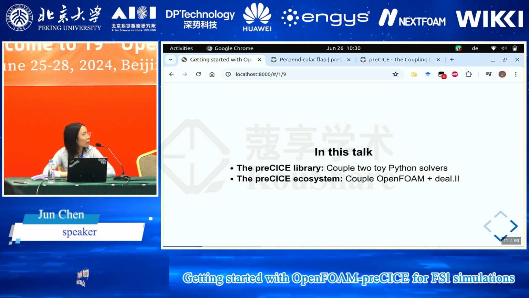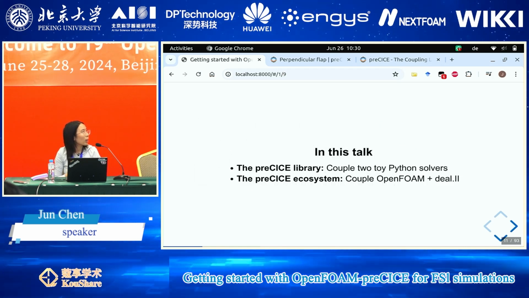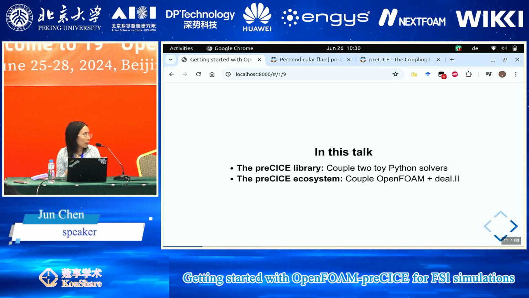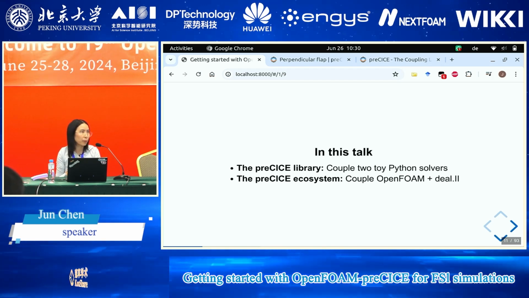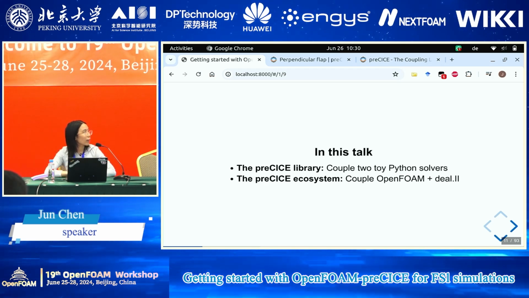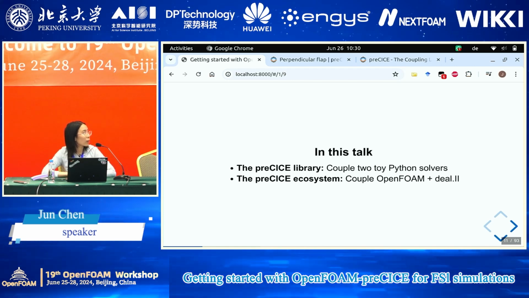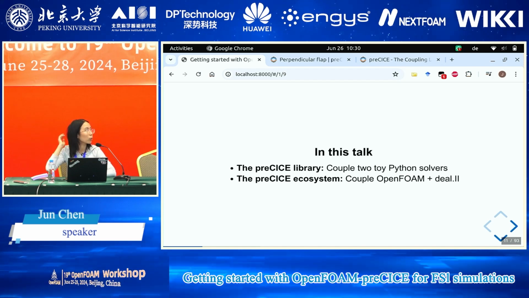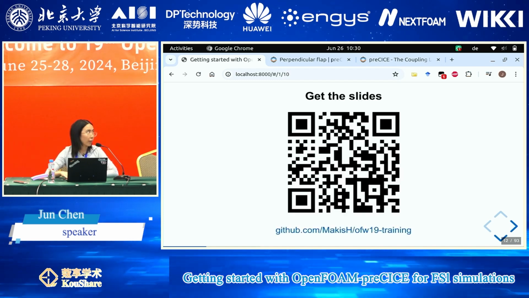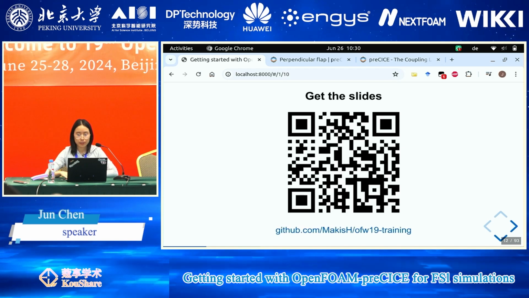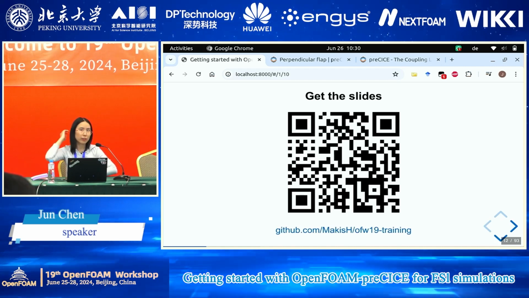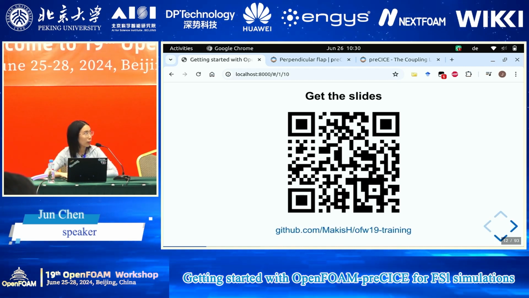So in this talk, I will first start with an example of coupling two toy Python solvers to show how to use the API calls provided by preCICE directly. If you are a developer of a solver, you may be interested in this part. In the second part, I show an FSI simulation where we couple fluid in OpenFOAM and solid in DUNE to show how to use an adapter and how to do the configuration. These slides are published on GitHub if you want to have them. I'll also show the QR code in the end, so if you are not in a hurry, you can also scan it there.